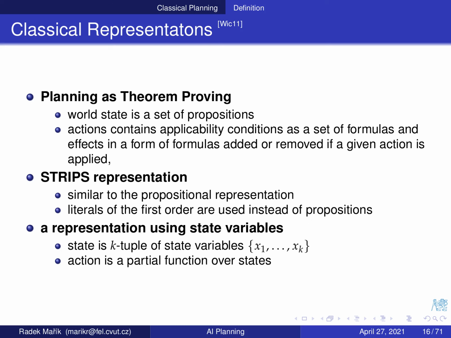Well, let's start to treat planning as theorem proving. So the world state can be described as a set of propositions, and even an action basically can be described in such a way that first you need to check if a given action can be applied. So there are so-called applicability conditions, and they are also represented as a set of formulas. If the action is applicable and is applied, then it changes a set of formulas. Some of them are added, and some of them are removed. And these additions and removals are called effects. So we have an action described by a condition and effects.